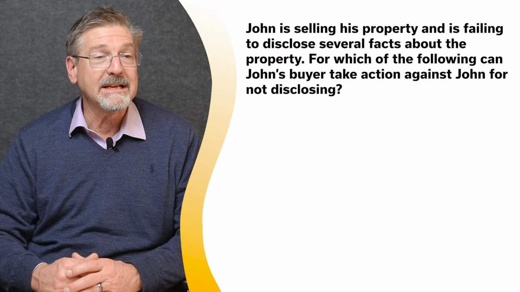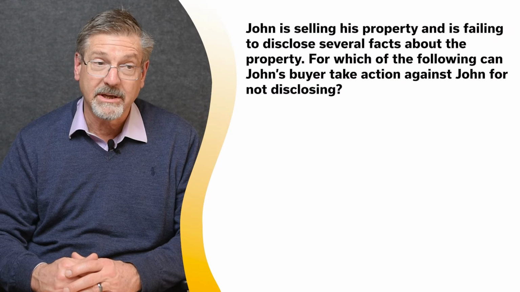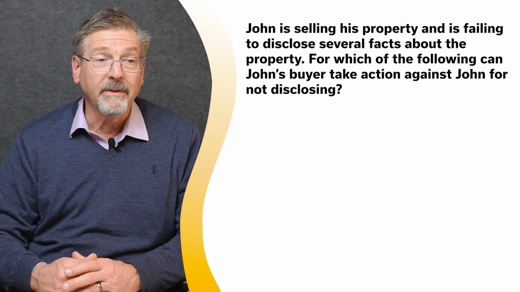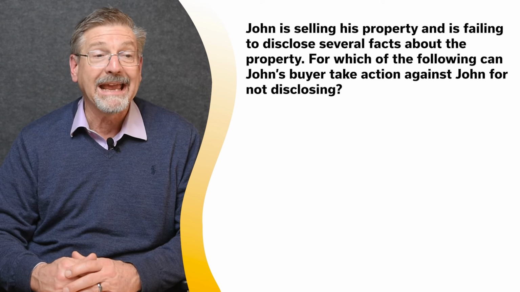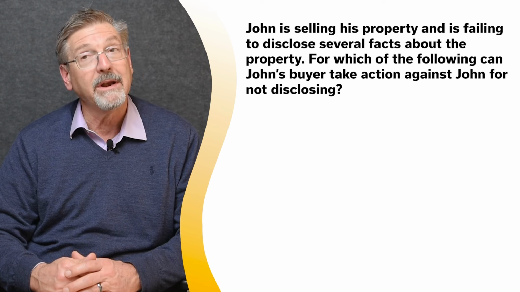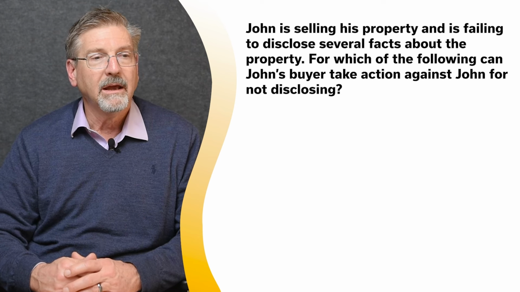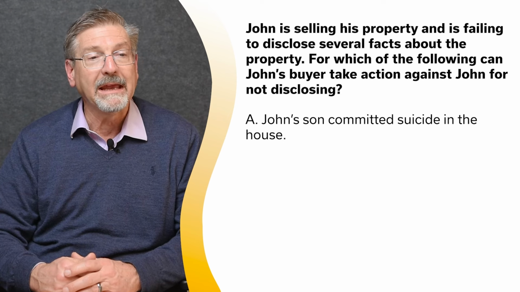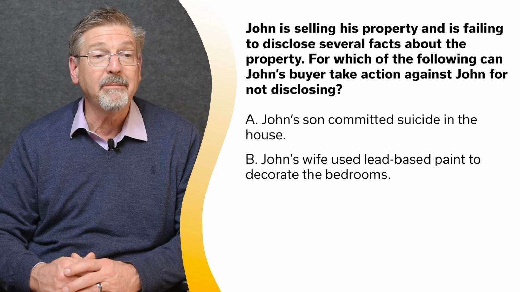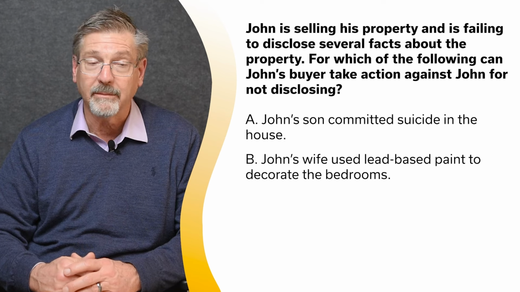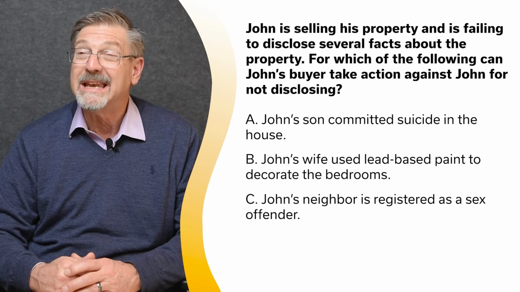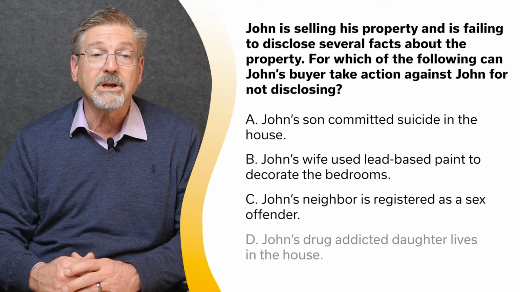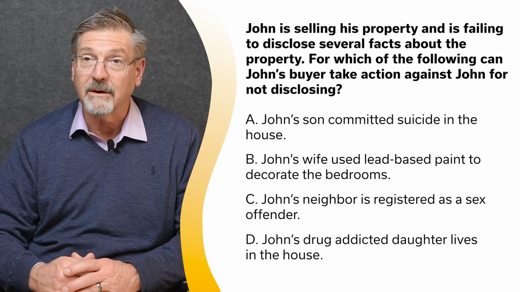John is selling his property and is failing to disclose several facts about the property. For which of the following can John's buyer take action against John for not disclosing? A, John's son committed suicide in the house. B, John's wife used lead-based paint to decorate the bedrooms. C, John's neighbor is a registered sex offender. Or D, John's drug-addicted daughter lives in the house.